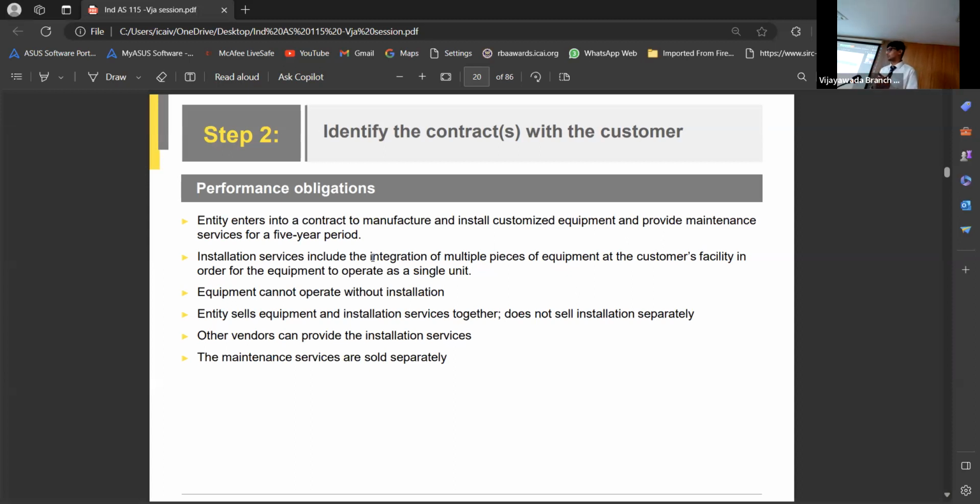Why do you think they are different promises? Without installation, the AC is also received. Excellent. Independently, I can get the installation done. That's your point, right? Any arguments on why it should be one performance obligation? Anyone of you? Try, what is wrong?